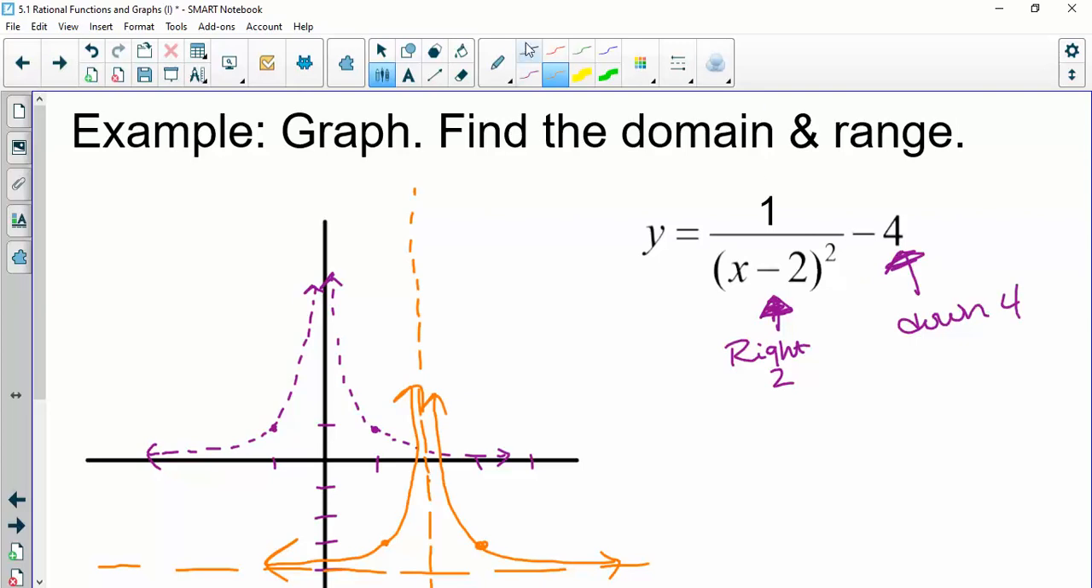What is the domain of this? Negative infinity to +2, and then 2 to infinity. Domain is x. Range is our y's, and we're looking, it starts down here at -4, and it's only things above it. So -4 to infinity.